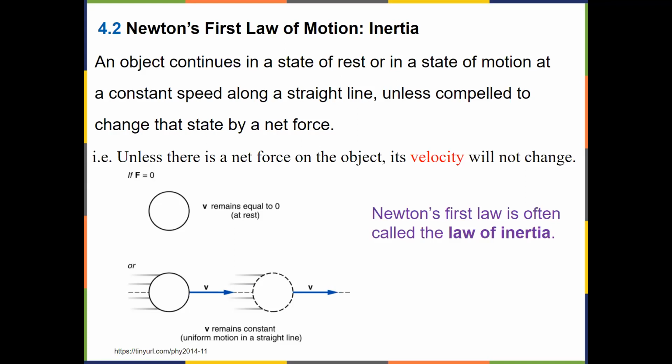When it has a state of rest, that simply means its velocity is zero. When it has a constant speed along a straight line, that means velocity is constant. If velocity stays at zero, we can also say velocity is constant, right? It's constantly zero, or it's constantly a certain number. So this is another statement, which I think is a better description, an easier, shorter one. It says unless there's a net force, the velocity will not change.